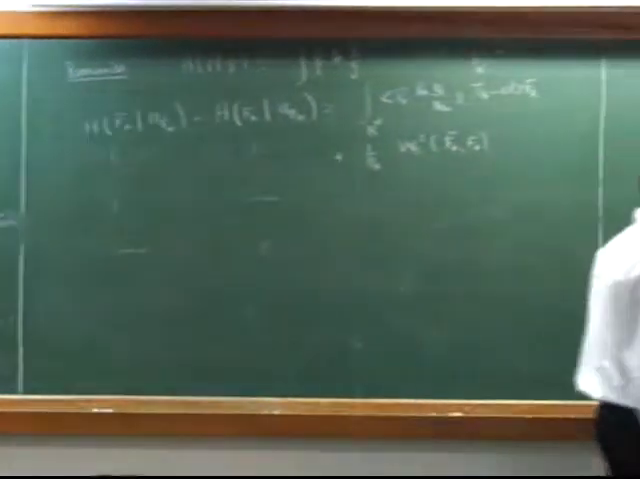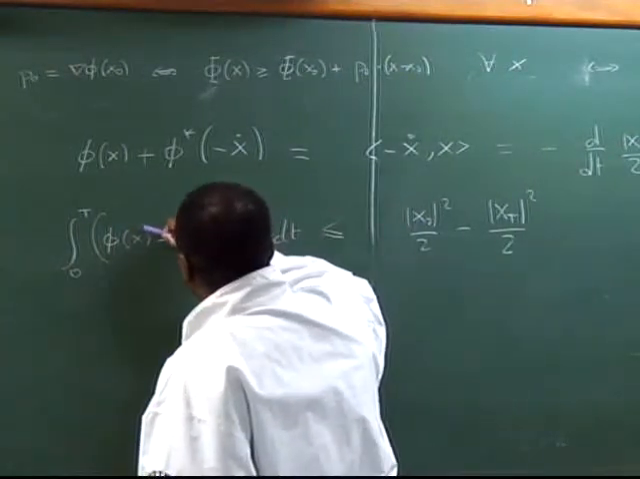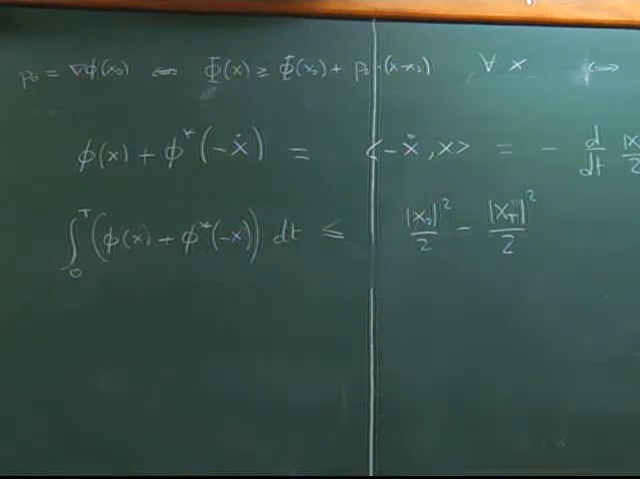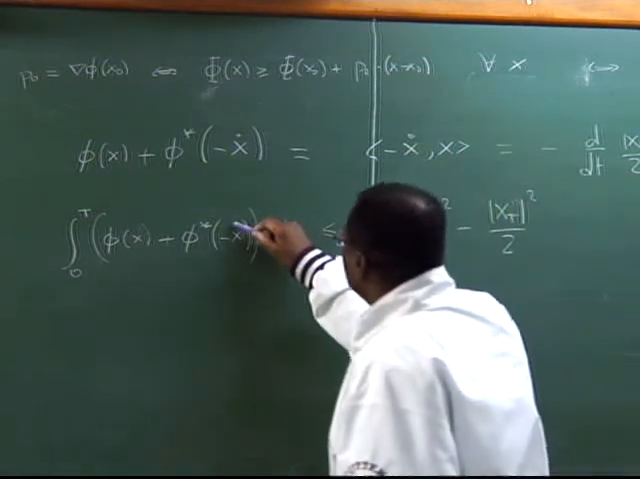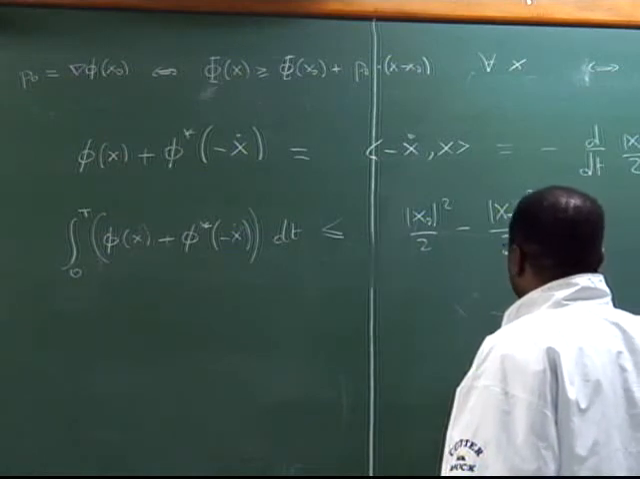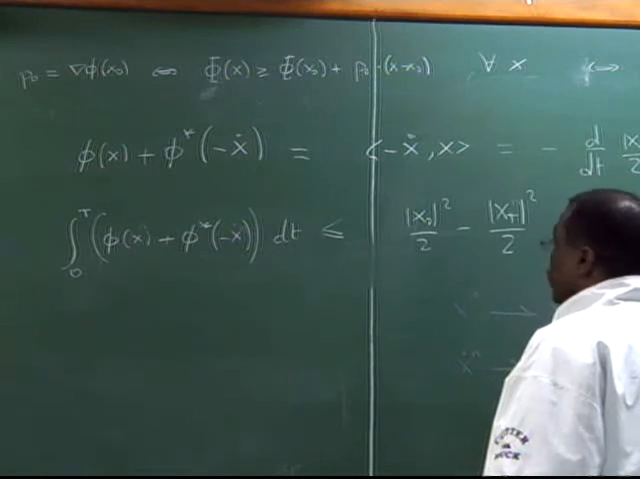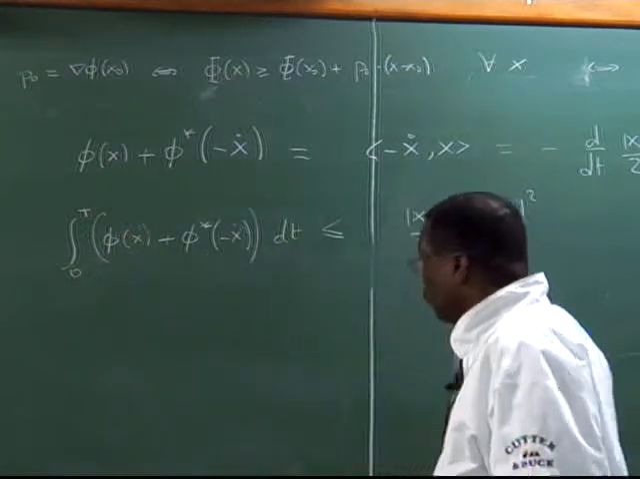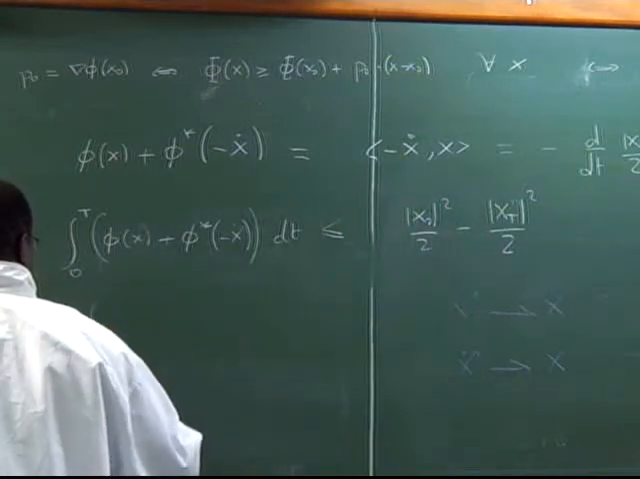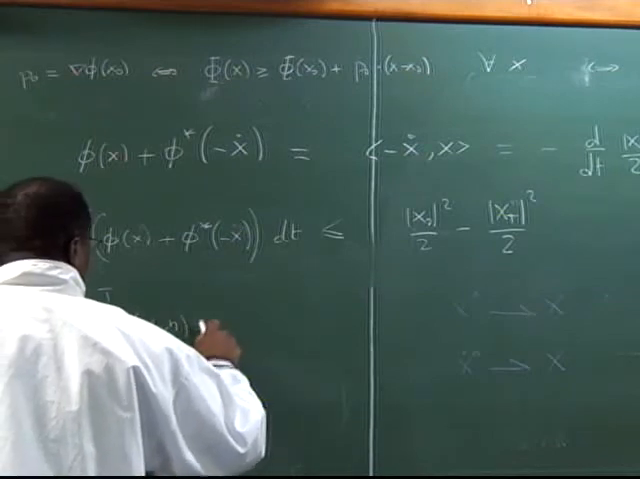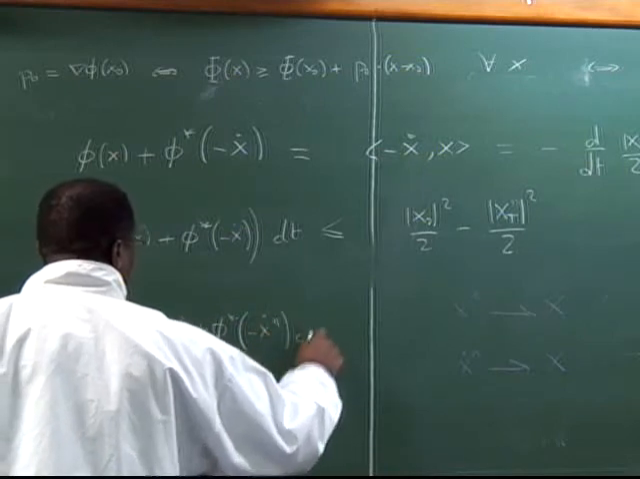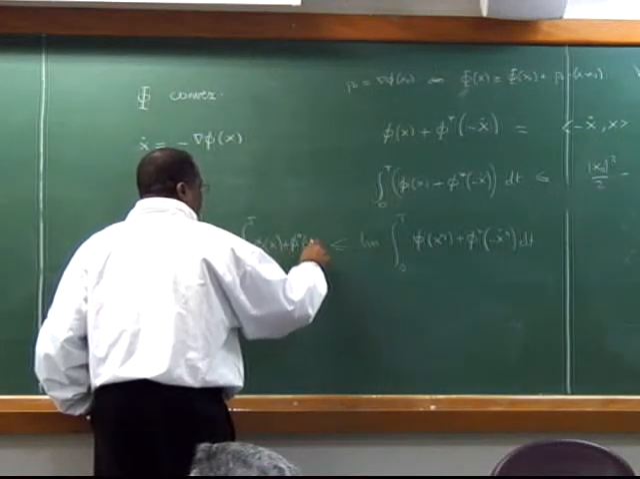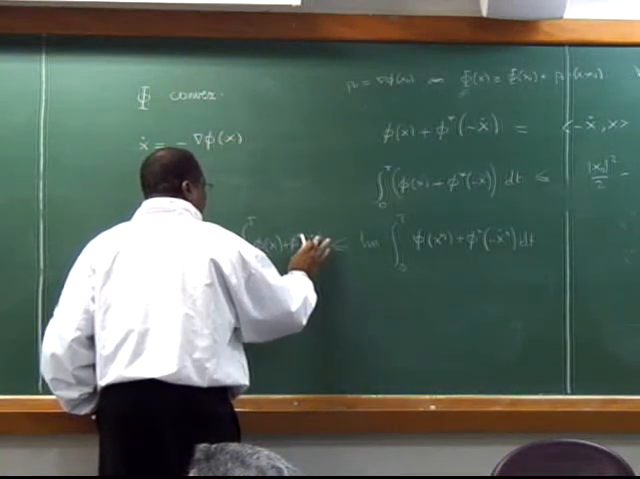Now, take an approximate sequence. Assume that s n converges weakly to s, s dot n converges weakly to s dot. This function is convex, therefore this integral is lower semi-continuous. That functional is convex, this integral is lower semi-continuous. When you pass to the limit, you have that the integral from 0 to t of phi of s n dot plus phi star of negative s n dt is bigger than the integral from 0 to t of phi of s dot plus phi star of negative s dot dt.